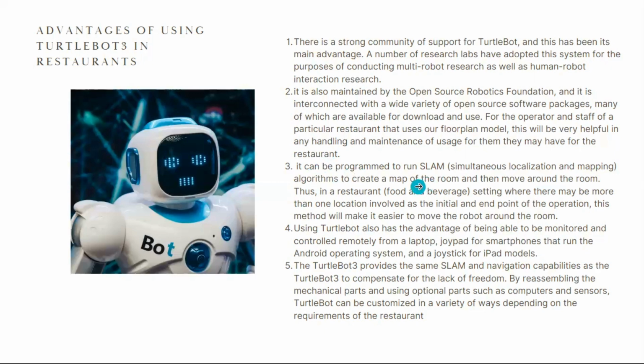Thirdly, it can be programmed to run the SLAM, simultaneous localization and mapping, algorithm to create a map of the room and then move around the room. Thus, in a restaurant food and beverage setting, where there may be more than one location involved as the initial and end point of the operation, this method will make it easier to move the robot around the room. And that's how we solve the problem of the movement of the robot, where it needs to go forward and backward from kitchen to customer, customer to kitchen, and so on.